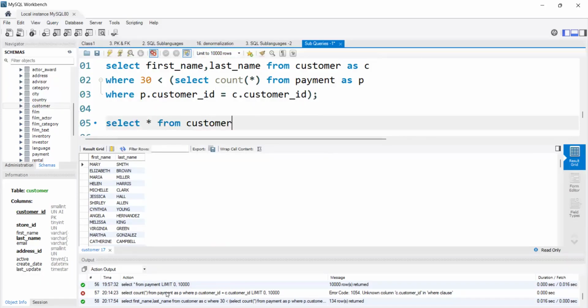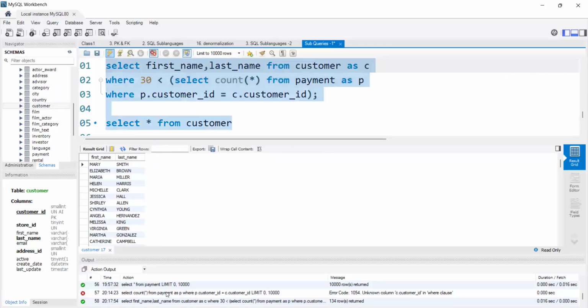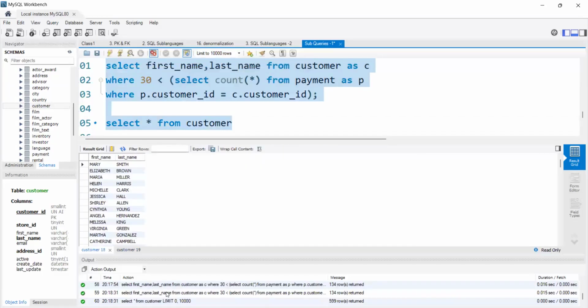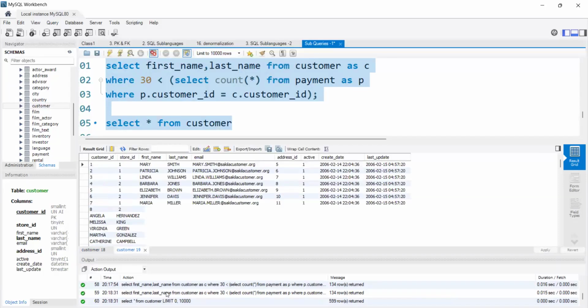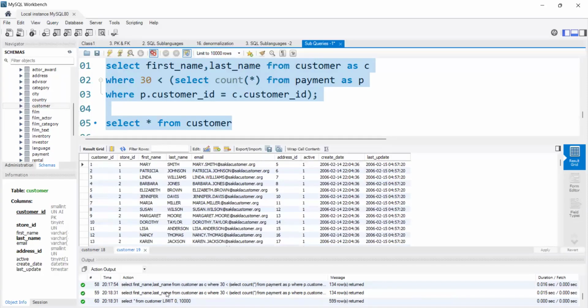I'm just displaying the customer details table. I'm just trying to execute both of these together. This is my first output, where I got customers who made more than 30 transactions. This is my output. And this is my, sorry guys.